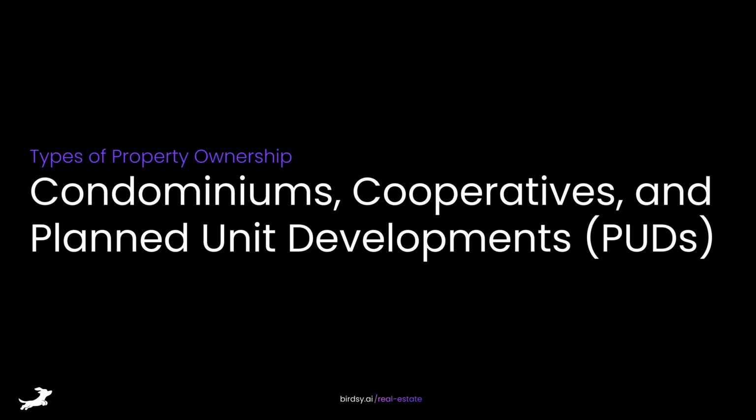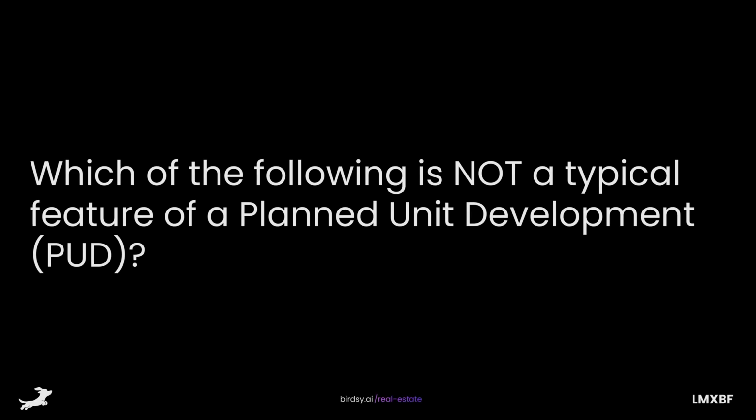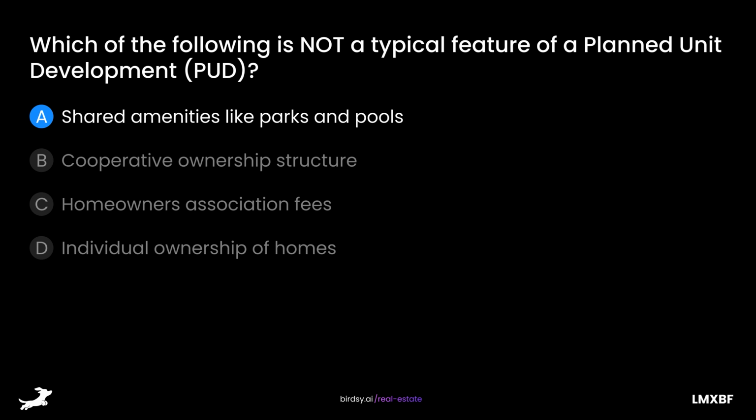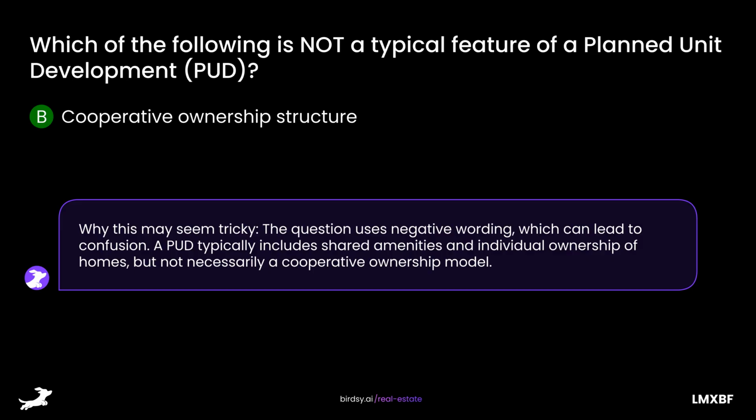Condominiums, cooperatives, and planned unit developments, PUDs. Which of the following is not a typical feature of a planned unit development, PUD? Is it A, shared amenities like parks and pools, B, cooperative ownership structure, C, homeowners association fees, or D, individual ownership of homes? The answer is B, cooperative ownership structure. Why this may seem tricky: the question uses negative wording, which can lead to confusion. A PUD typically includes shared amenities and individual ownership of homes, but not necessarily a cooperative ownership model.